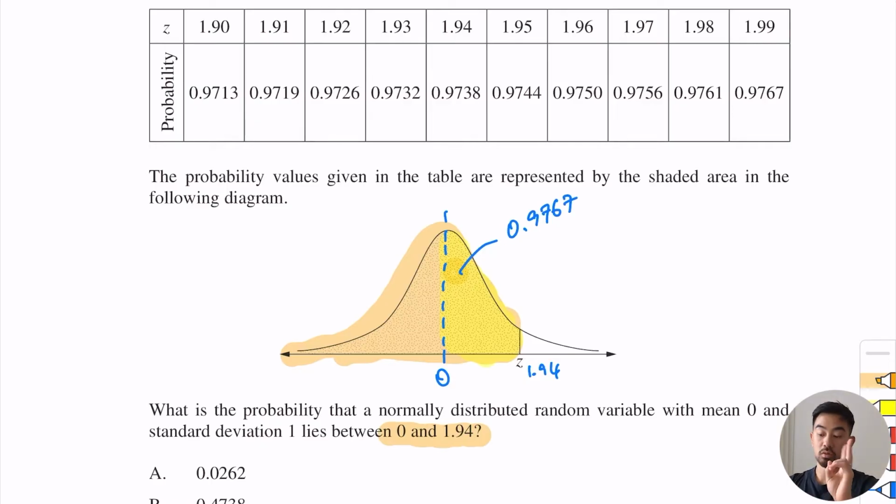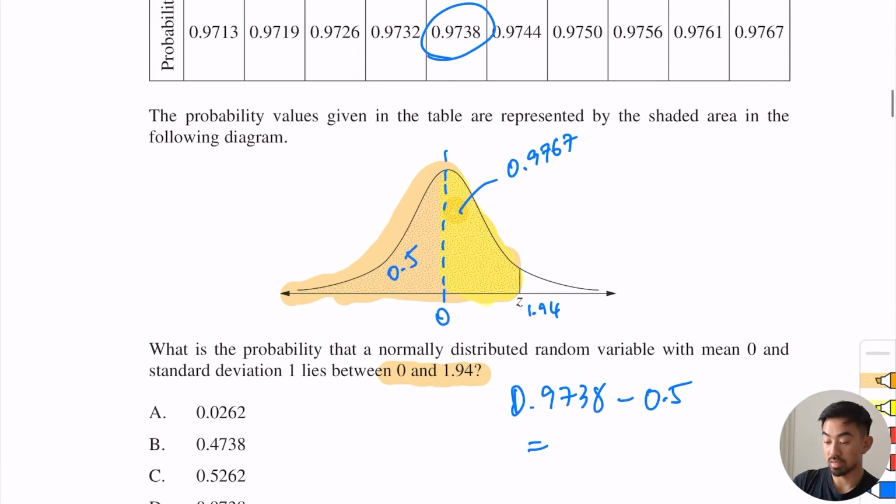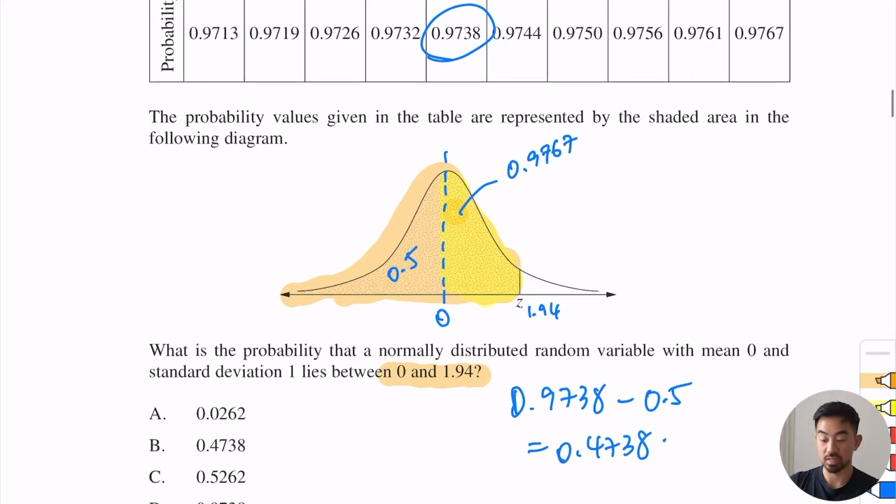Now, because normally distributed data is symmetrical, I know that anything left of this blue dotted line is going to be 0.5. So to work out the difference, it's going to be 1.94, it's going to be this z-score 0.9738, take away 0.5. So what's that? That's 0.4738. So I think my answer has to be B here.